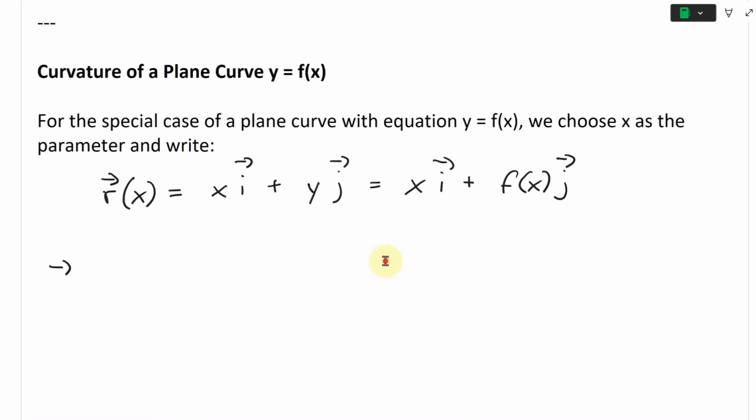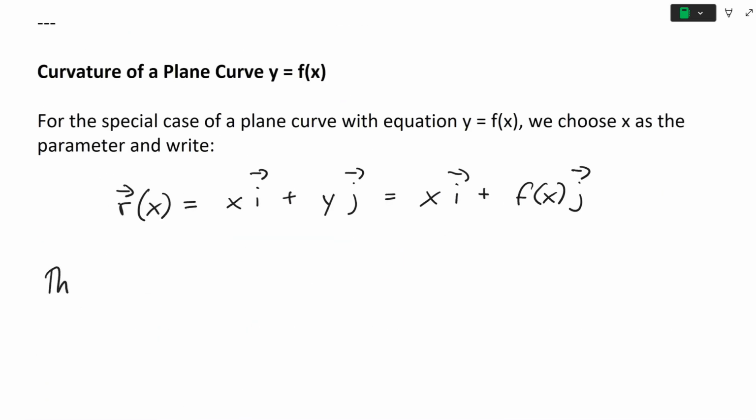I'll write it this way just because the calculus book was writing it this way. So anyways, we're going to get r prime of x. This equals, well, the derivative of x is just 1, so that's just i, plus the derivative of f of x, which is just f prime of x, j, like that. Alright, so we have that.